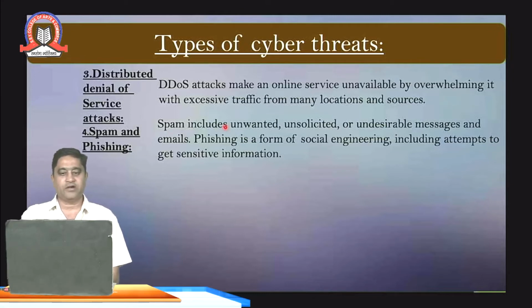Spam and phishing include unwanted, unsolicited, or undesirable messages and emails. Phishing is a form of social engineering, including attempts to get sensitive information. So in the cyber attack called phishing, you may think the message has been sent from an ethical person, but it is from an unethical person. Spam includes unwanted, unsolicited, or undesirable messages from emails. So if these persons do not have information related to the law of information technology, they may land in troubles by providing vital information.